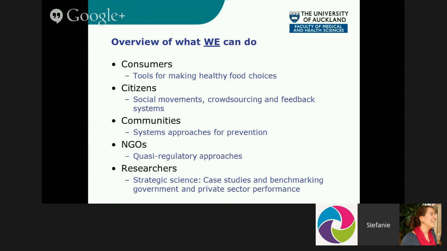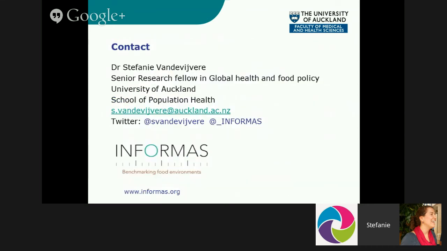We are consumers, citizens, communities, NGOs, and then researchers. Tools are needed for consumers to make healthy food choices. Citizens can create social movements, can also help crowdsource data and generate feedback loops to stakeholders with the data. Then there's the whole of systems approaches in communities for obesity prevention. NGOs can maybe explore a bit more of the underused levers to hold governments and the private sector to account. And then of course researchers, which I mainly am, we can engage in strategic science, so really looking to measure and benchmark government and private sector performance, and also explore and assess case studies from around the world on what worked and what didn't.